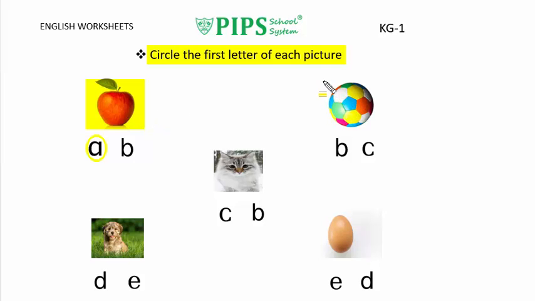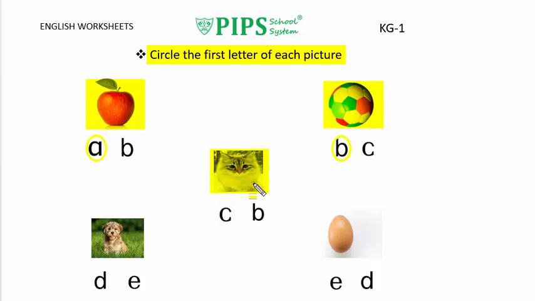The second picture is ball. This is a ball. The initial letter of ball is B. Sounds like B. B. Ball. Now we will circle the letter B.